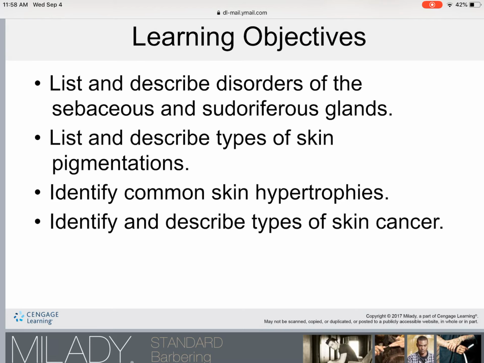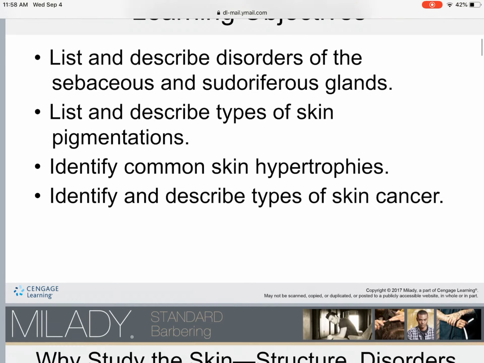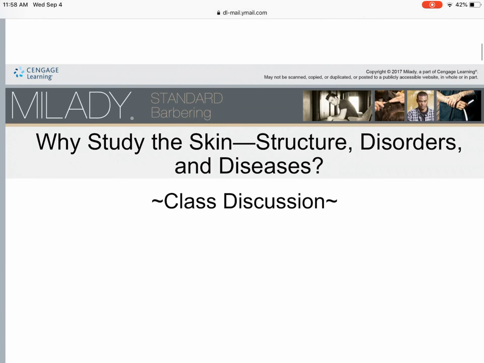List and describe types of skin pigmentations. Identify common skin hypertrophies. And also identify and describe types of skin cancer.